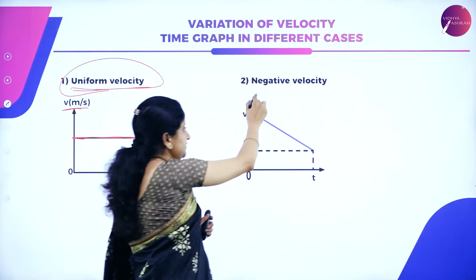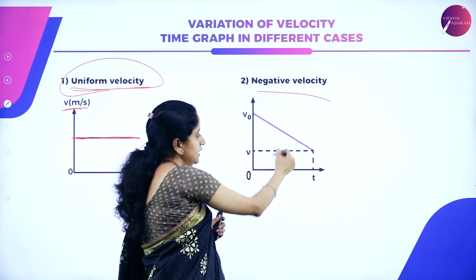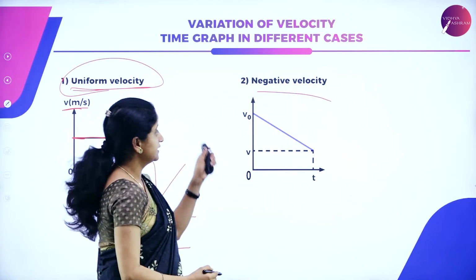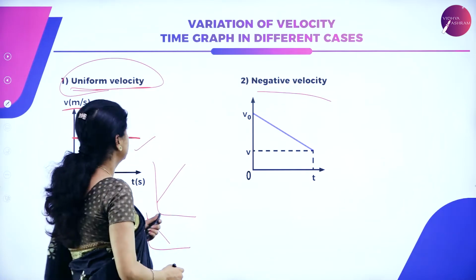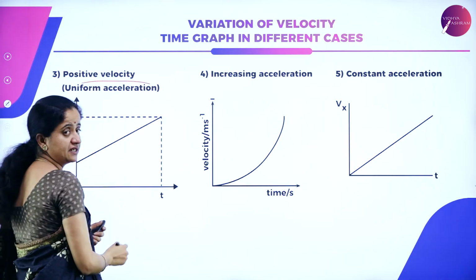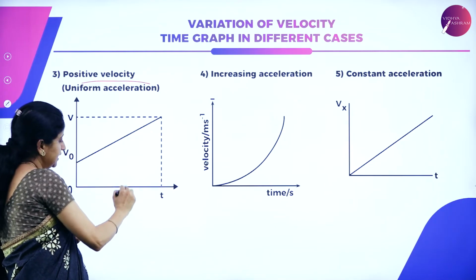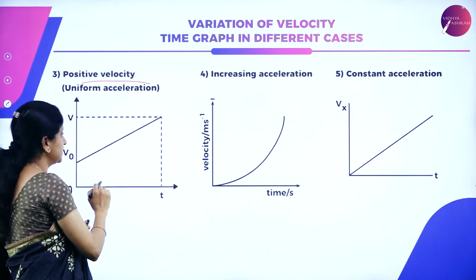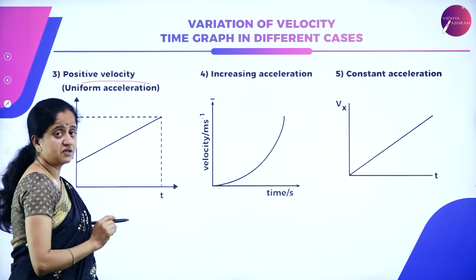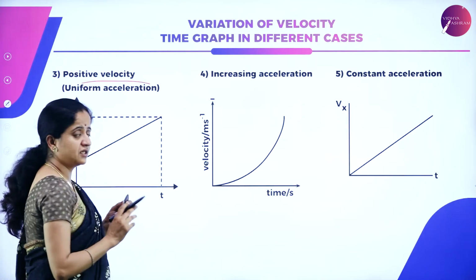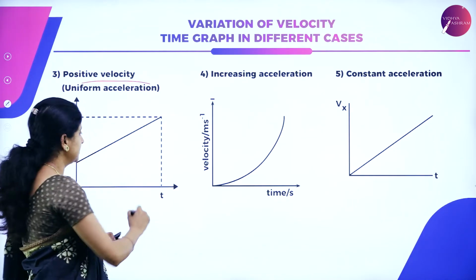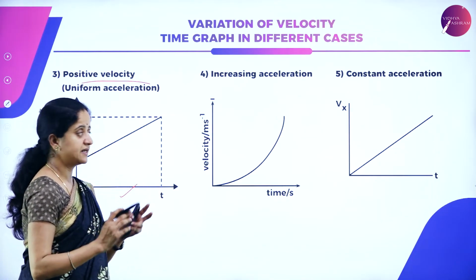Next we can observe negative velocity. Here you can observe as the time increases, the velocity is getting decreased. So it is negative velocity. Next we have positive velocity, which means as the time increases, you can observe the increase in velocity in a positive direction, and hence it is positive velocity. It is also termed uniform acceleration. So to represent uniform acceleration also, we use the same plot.